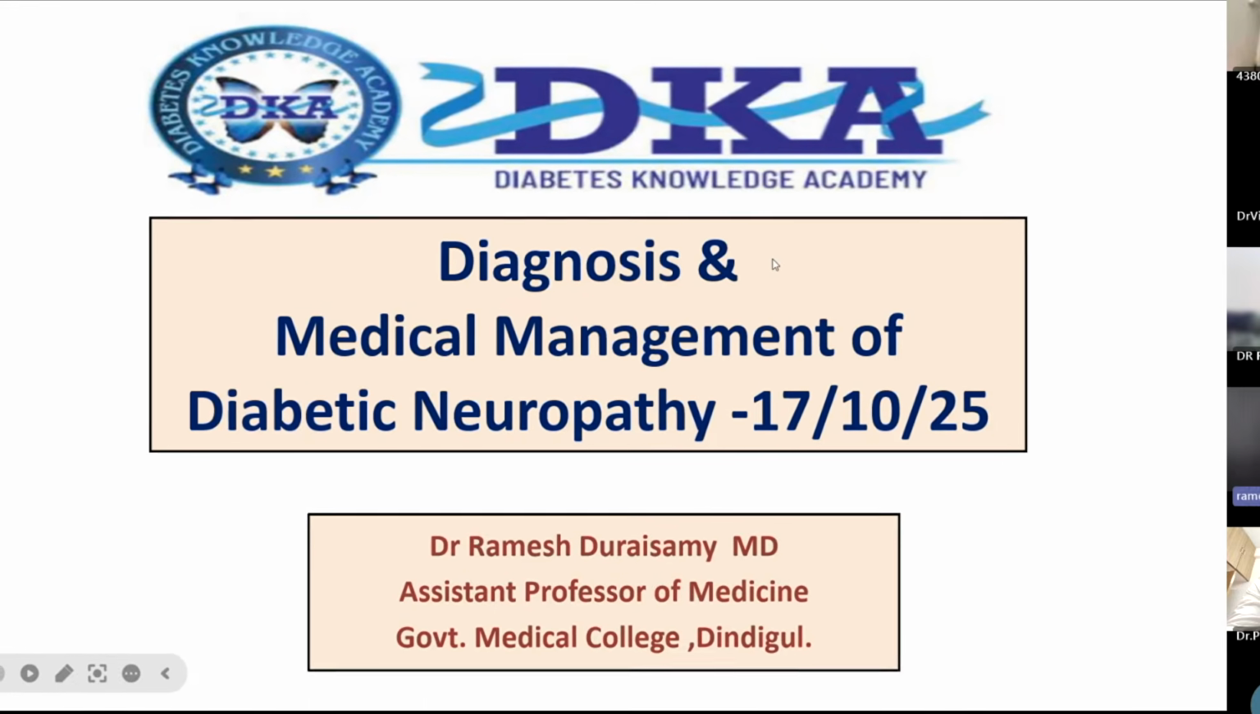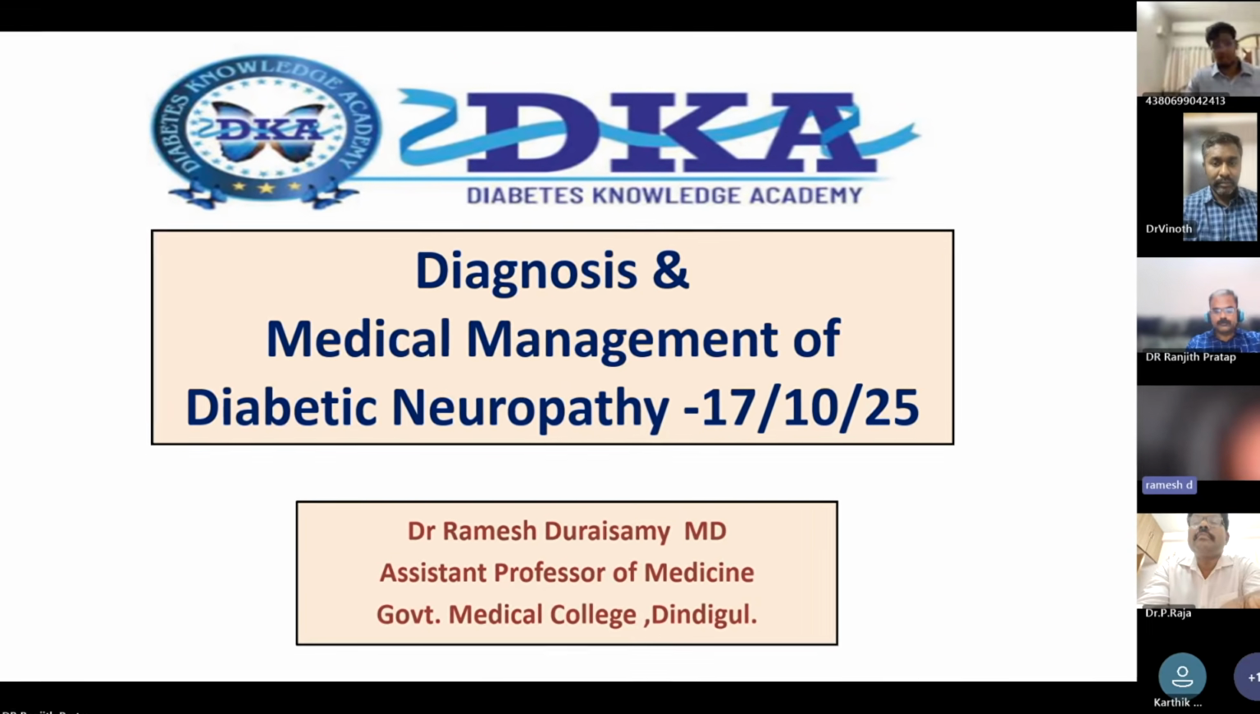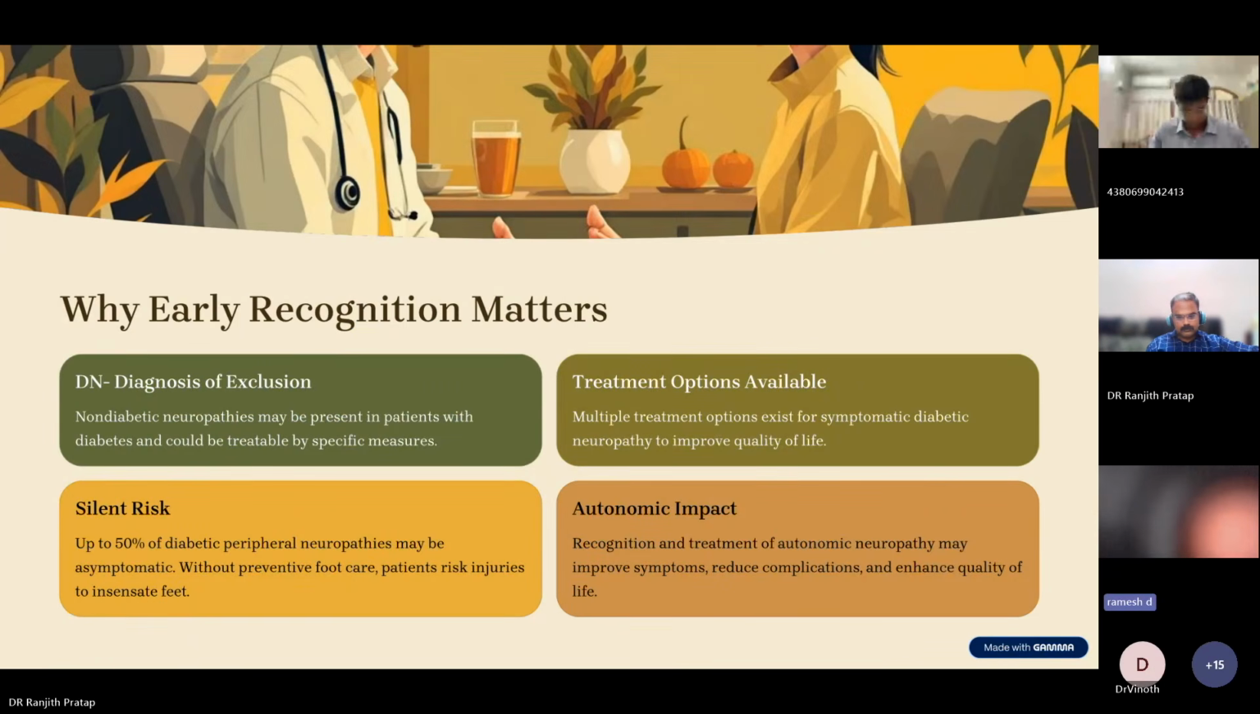So, diabetic neuropathy: diagnosis and medical management of diabetic neuropathy. Diabetic neuropathy is a diagnosis of exclusion. Non-diabetic neuropathies may also be present in diabetic patients, so we should not think all the neuropathies in diabetic patients are due to diabetes. We should rule out other causes also.